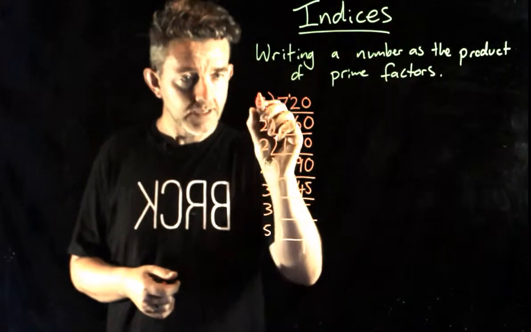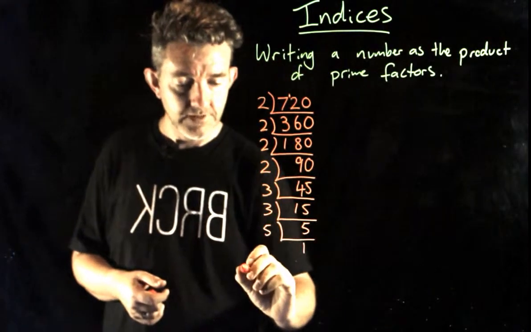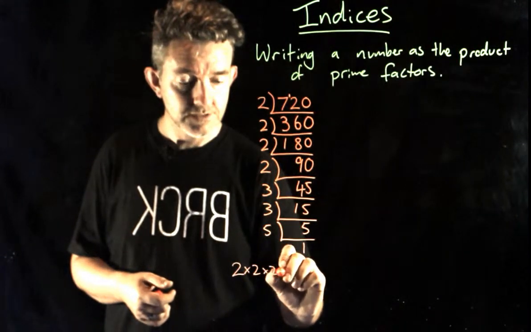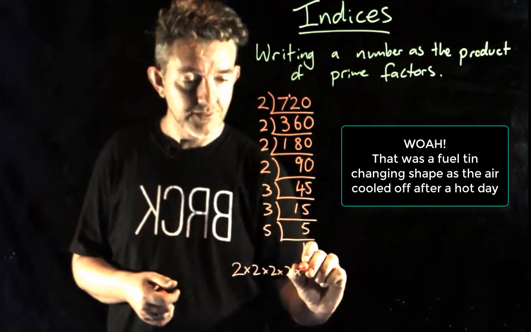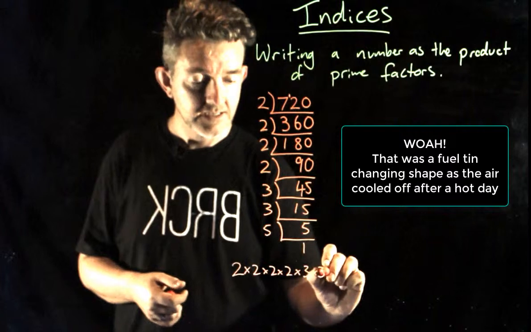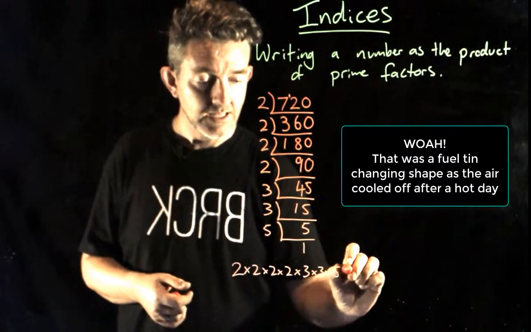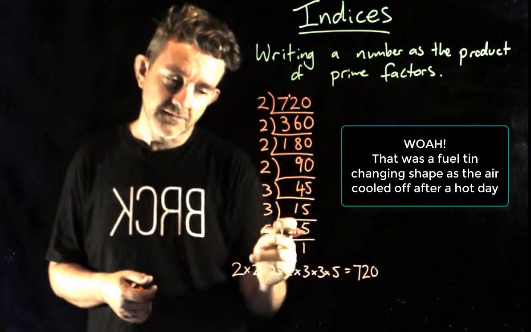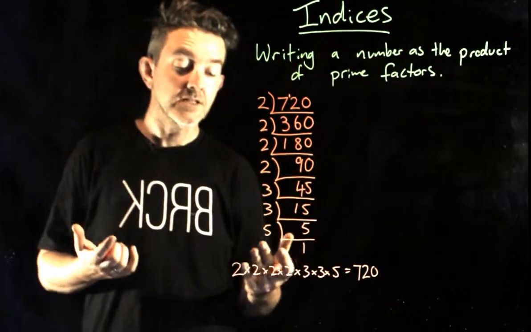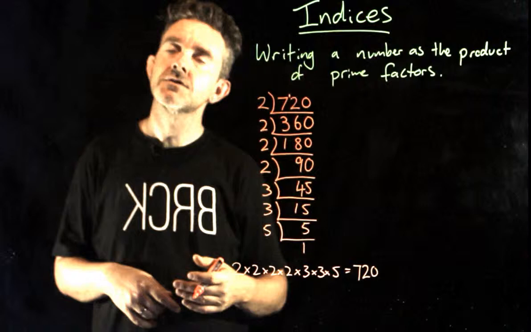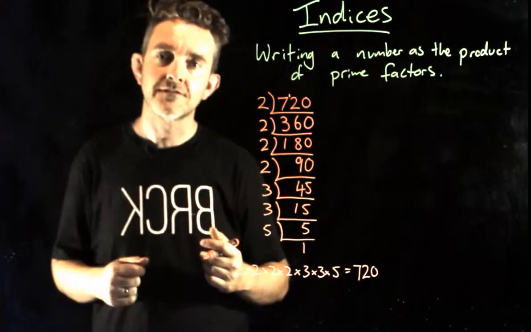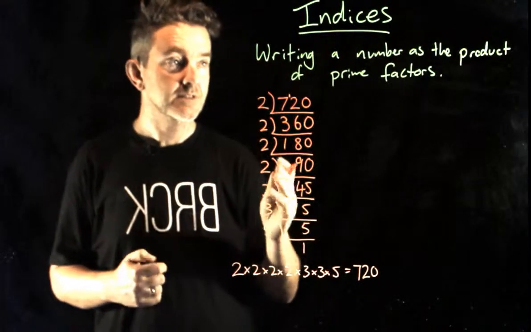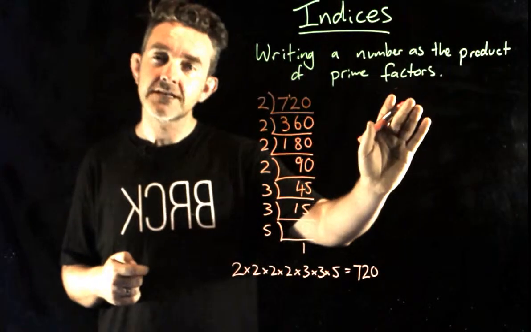So I can get all of these factors here, and I can write it as 2 times 2 times 2 times 2 times 3 times 3 times 5 equals 720. Because at each step I've been dividing by these, so what's the word I'm looking for? The inverse of dividing is multiplying. So that's great. I've just written that as the product of prime factors.